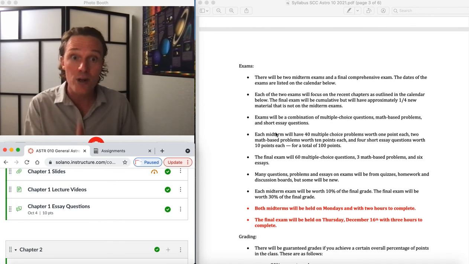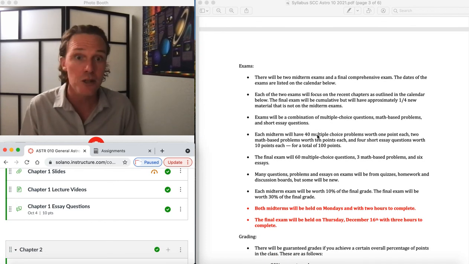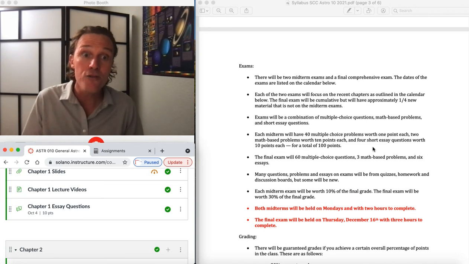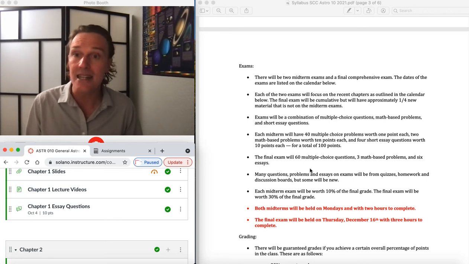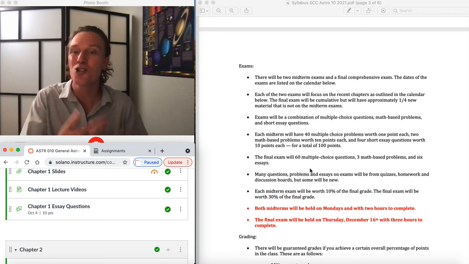Each midterm will have, here's the actual breakdown of all the midterms, 40 multiple choice questions worth 1 point each, 2 math-based problems worth 10 points each, and 4 short essay questions worth 10 points each, for a total of 100 points, 100-point midterm exams, okay? The final exam will be 60, 3, and 6, so that's a 150-point exam, so it's just 1.5 times as long, okay?